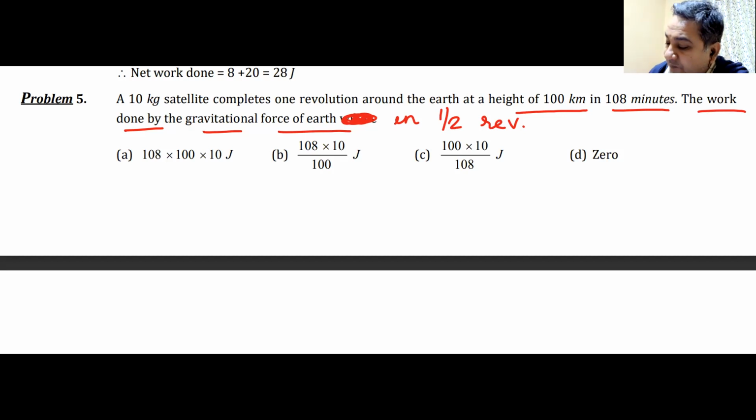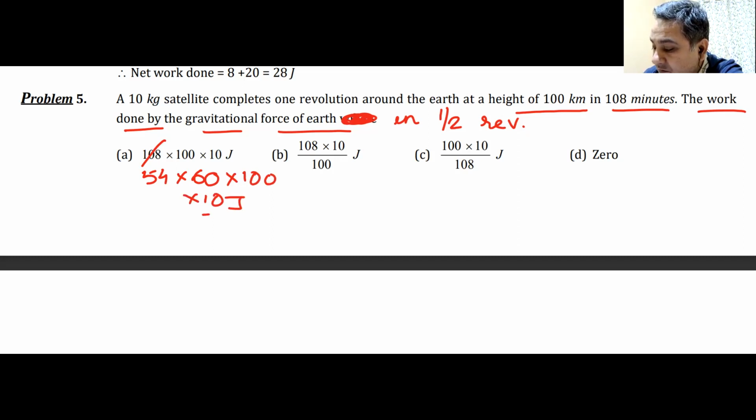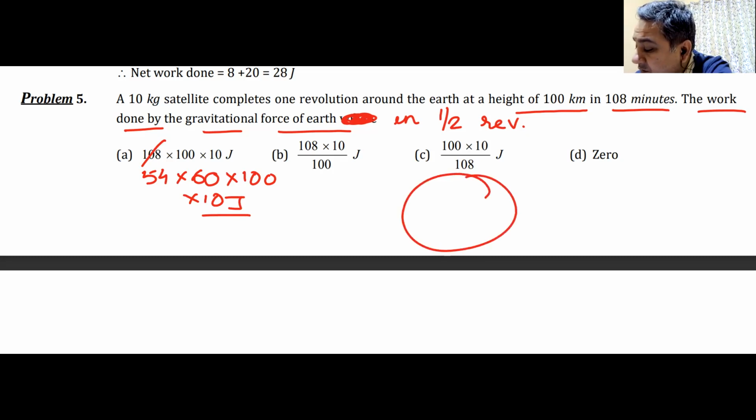So if I make it half revolution, I take this as half and I make it as 54 minutes. 54 minutes has to be changed into seconds. So 54 into 60 multiplied by 100. Are you doing it this way? Now remember, whenever a satellite is moving around Earth, it is moving in a circular path.